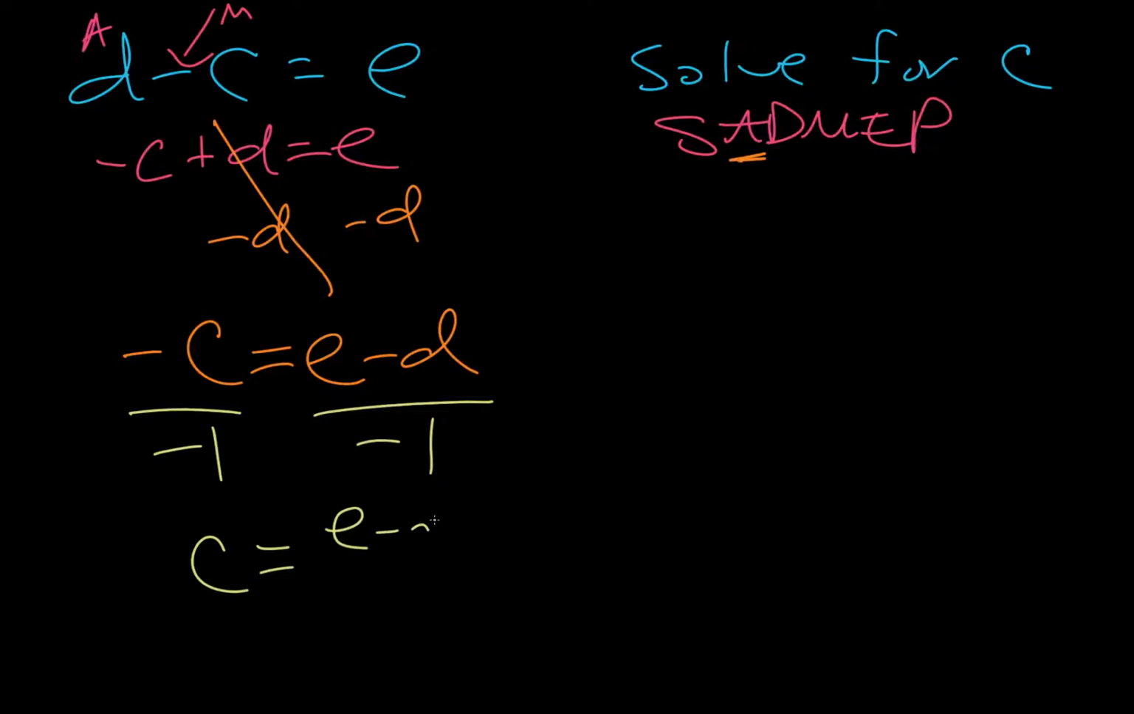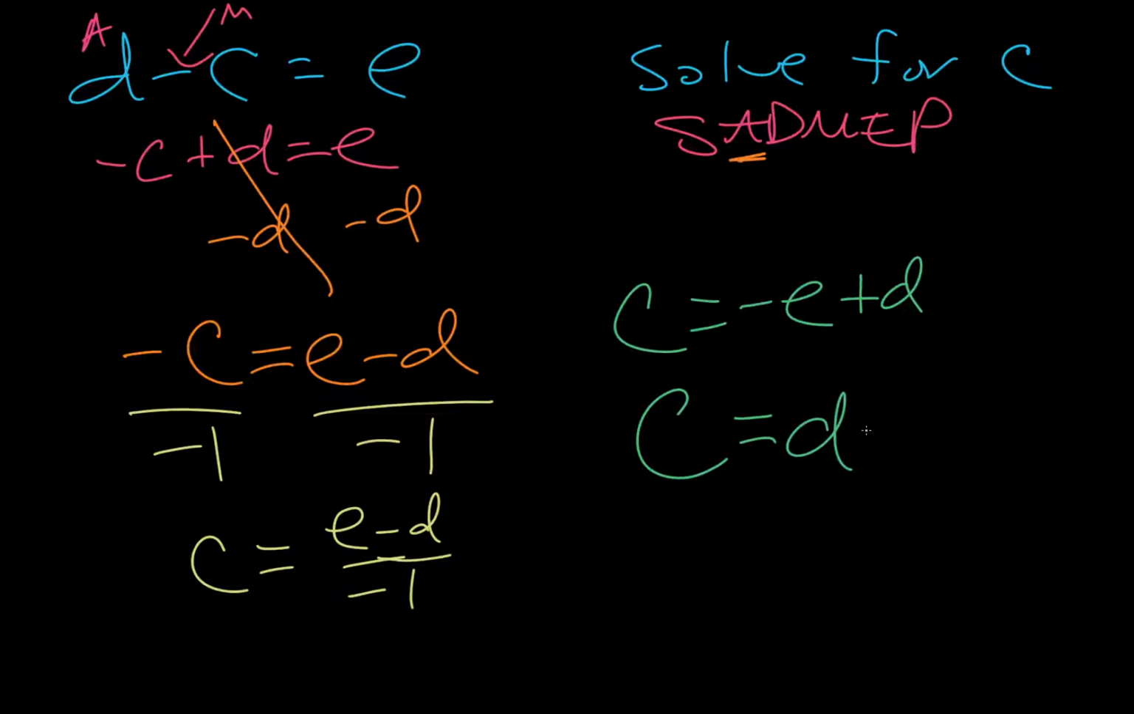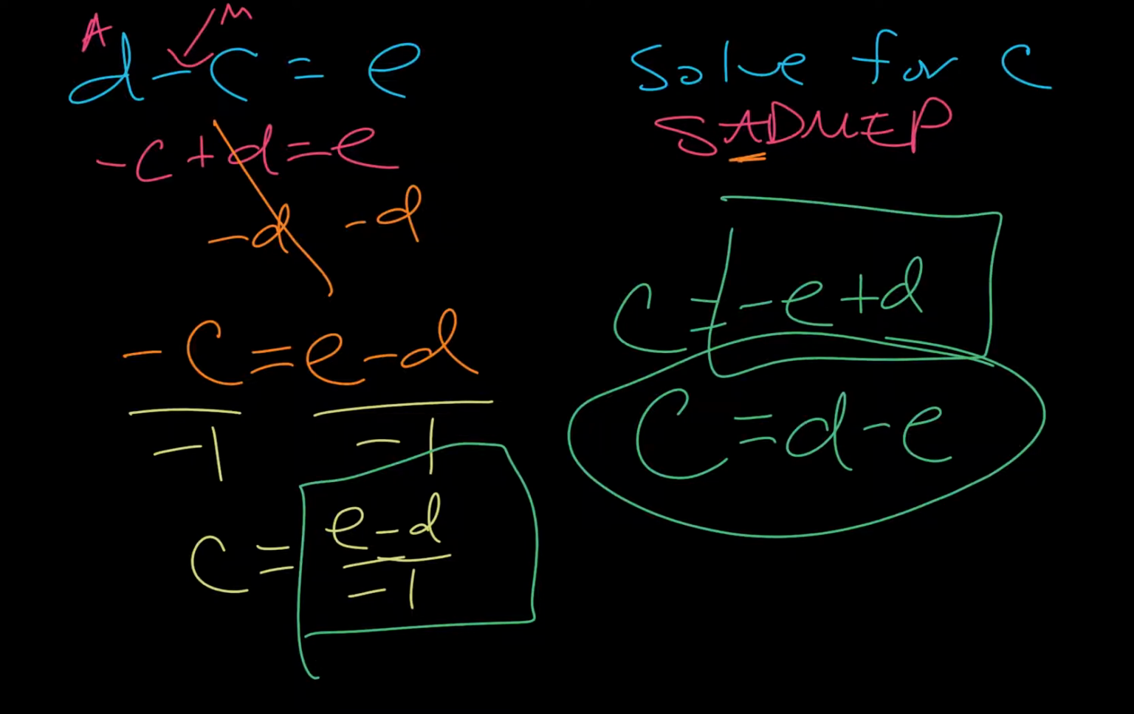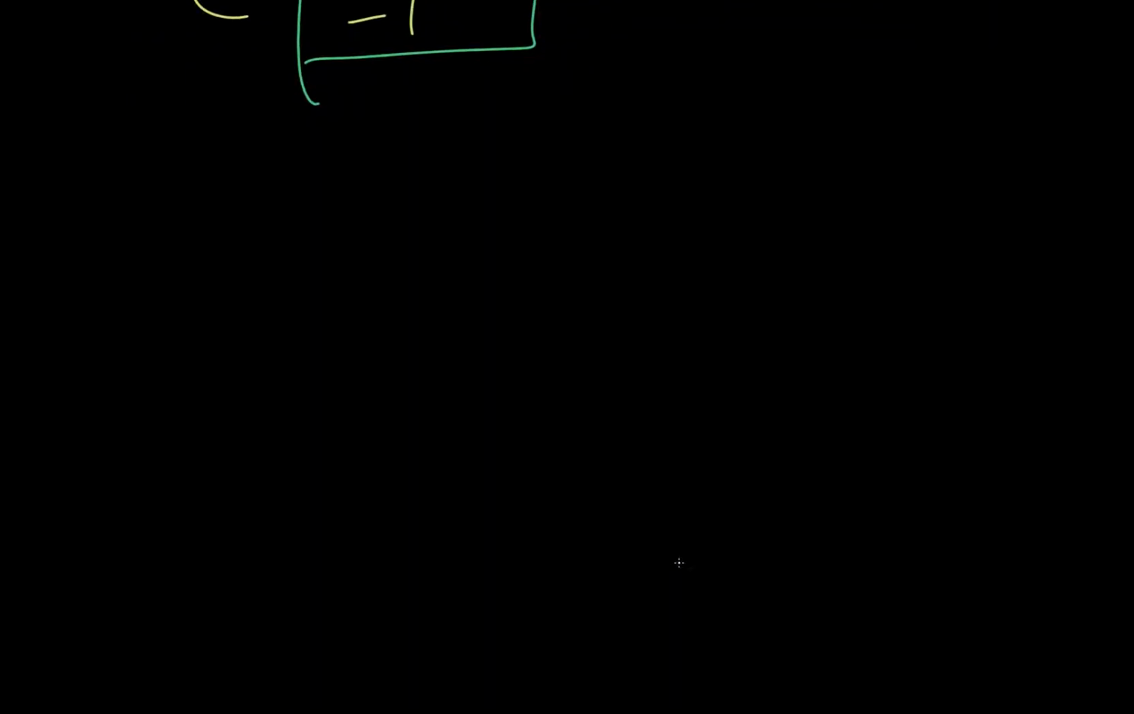Now, we could leave it like this, but to fully simplify it, it's actually best to divide each one by -1. So we would end up with C equals -E plus D, because E divided by -1 would be -E, -D divided by -1 would be positive. And then just to make it look a little bit nicer, I'm going to say D minus E. Once again, this is acceptable. This is acceptable, but this is probably preferred. So if you feel like you can do that simplification, I'd encourage you to do that.